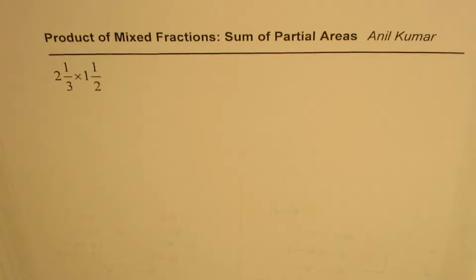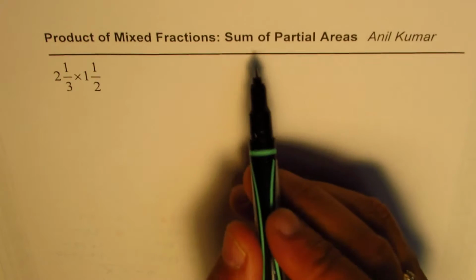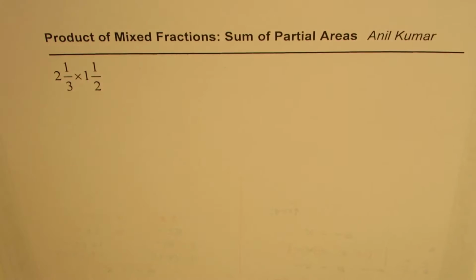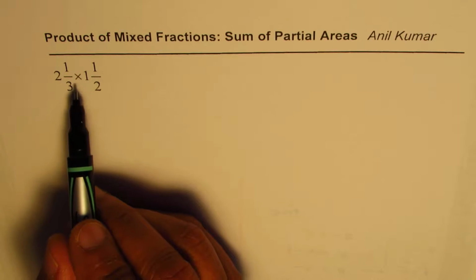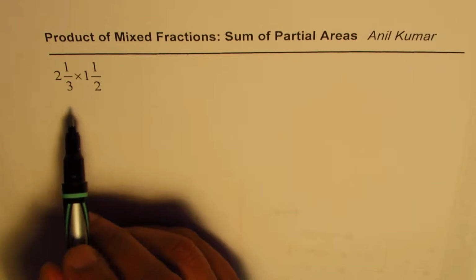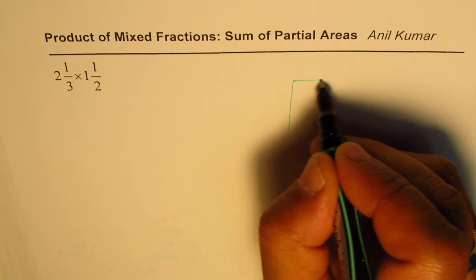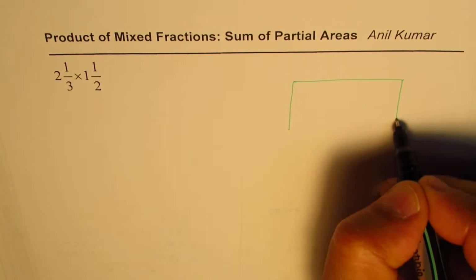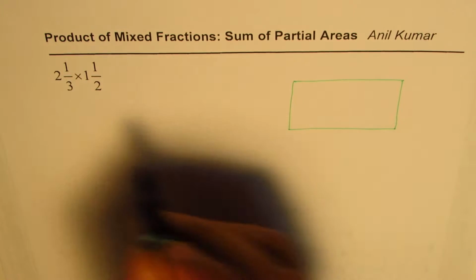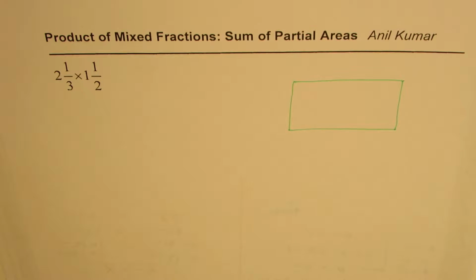I'm Anil Kumar, and in this video we'll understand the technique of multiplying mixed fractions by sum of partial areas. We have 2 1/3 times 1 and a half. Now let's make a rectangle whose length and width are the dimensions of these mixed fractions.